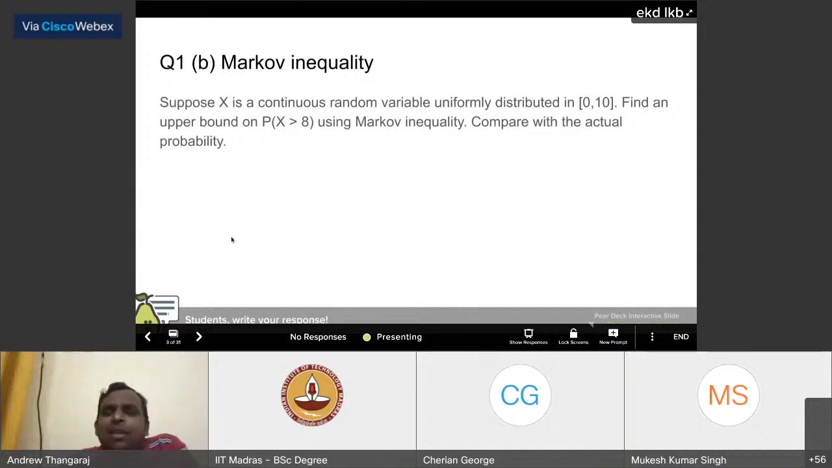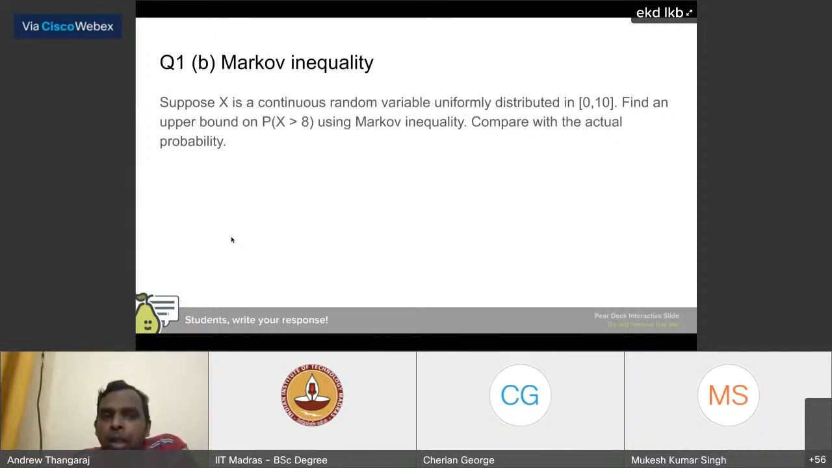So this is a very textbook application of Markov inequality. Markov inequality, as you know, is that the probability that x is greater than some number k, you can use anything you like there, is less than or equal to the expected value of x divided by k. Here I'm given a continuous random variable which is uniformly distributed in 0, 10. You have to find an upper bound on the probability that x is greater than 8 using Markov inequality.